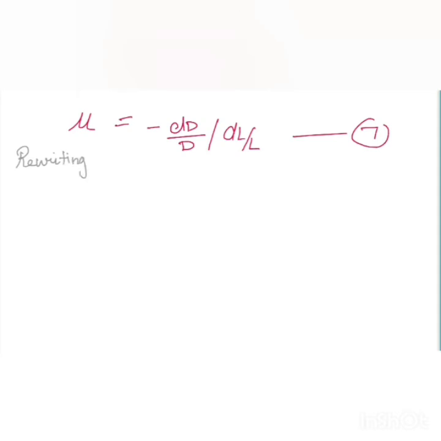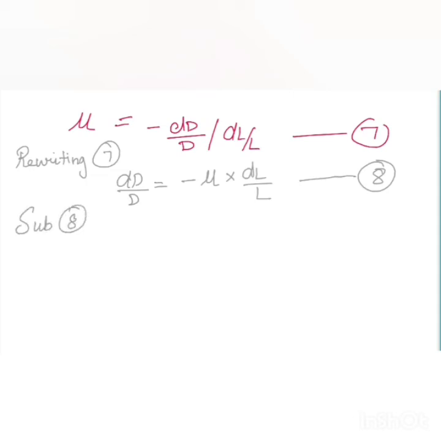Rewriting equation number 7, dρ by ρ, forgive me, that is dD by D is equal to minus of mu into dL by L. This I'm going to write as equation number 8. Now what I'm going to do is very simple. I'm going to substitute equation number 8 in equation number 6.